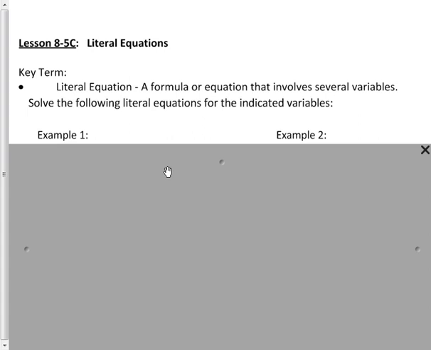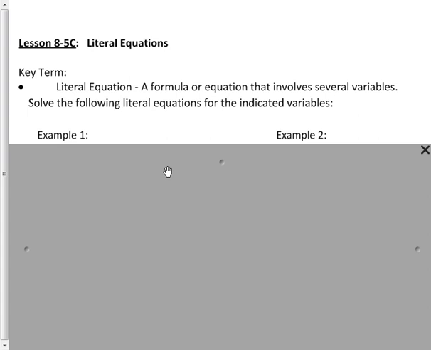For lesson 8-5C, we're going to look at literal equations. Now this is a supplemental lesson, so it cannot be found in your book anywhere. So it means there won't be any online tutorials for this other than this video. So if you don't understand or are having trouble with this lesson, it's really important that you ask or rewatch this video.